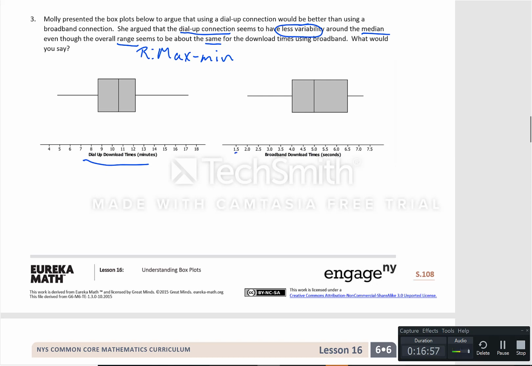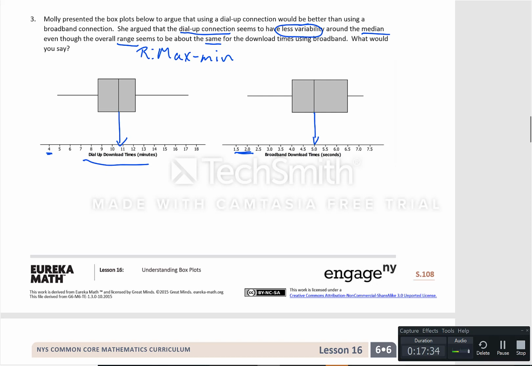The scales are different. This one is every half second, so 1.5 seconds or 1 5/10, 2 seconds. Well, here this is in minutes. So the first thing I can tell her is my scales are different, so I can't look at just the box plots. The time using broadband is centered near 5 seconds to download the song, while the median for dial-up is almost 11 minutes. So here I see 5 seconds since the scales aren't the same. And here I see almost 11 minutes for their median.